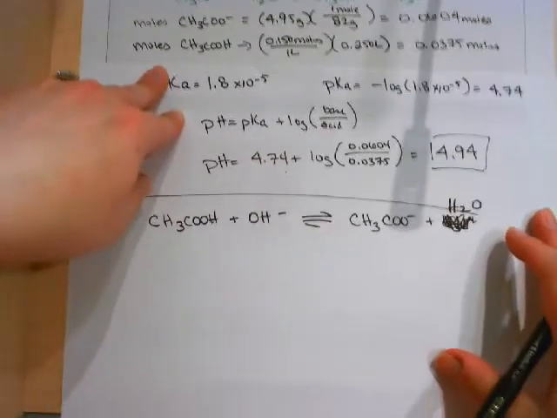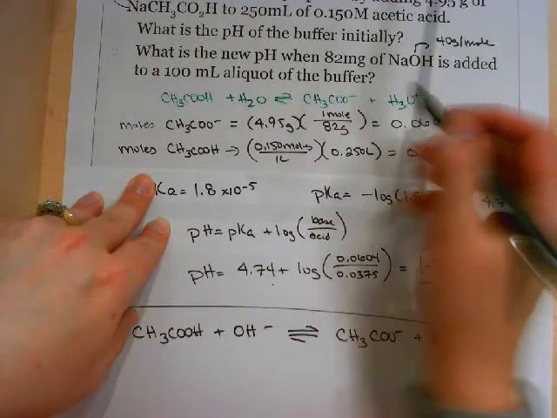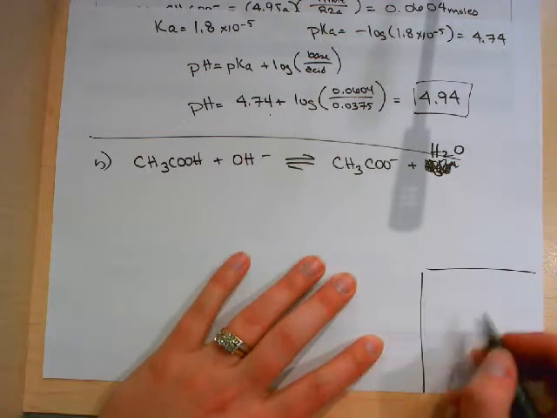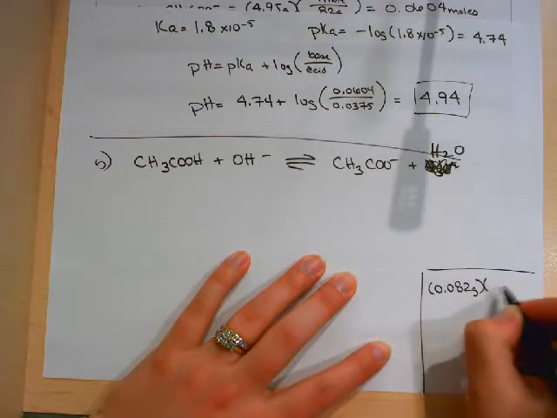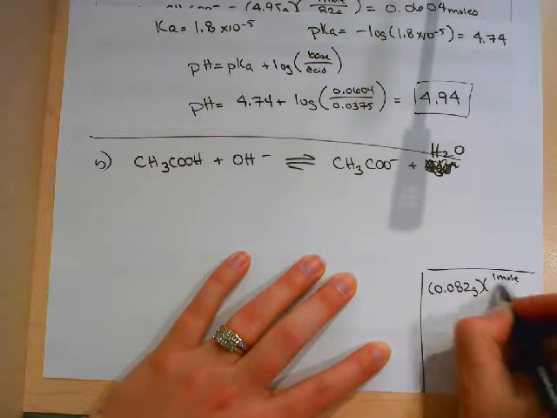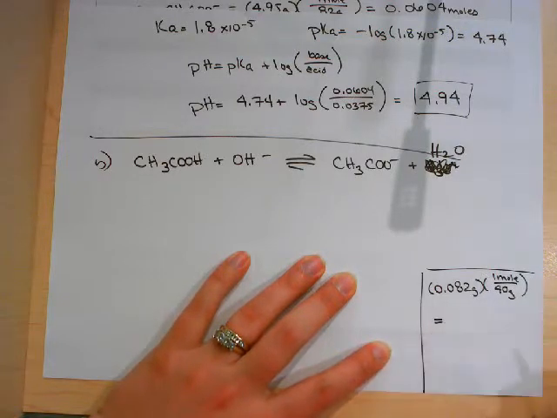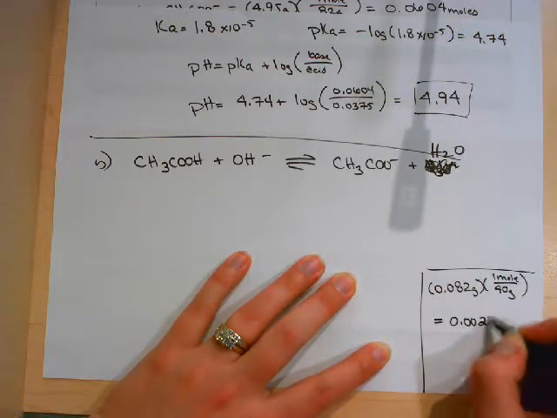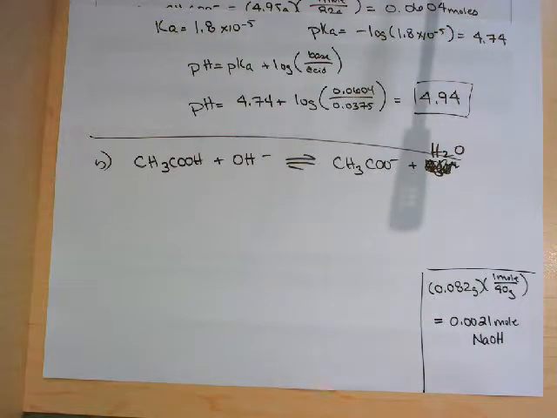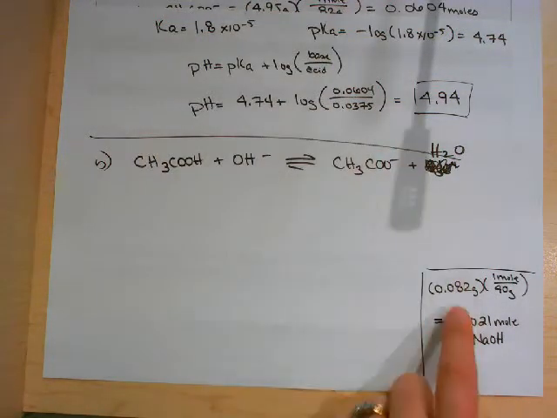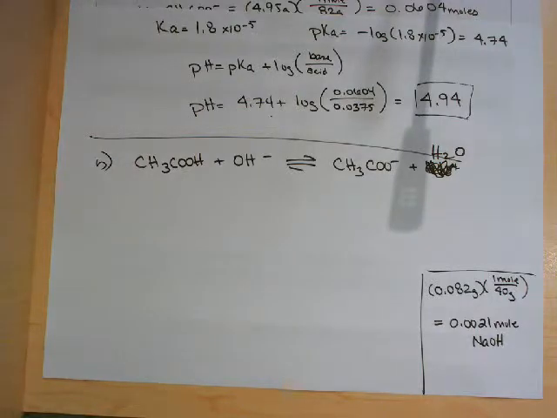So somewhere off to your side, wherever you want to write it, I'll do it down here. Why did I write a 0 point? I gave you 82 milligrams. You have to put it in grams, right? Okay. That could have been tricky.